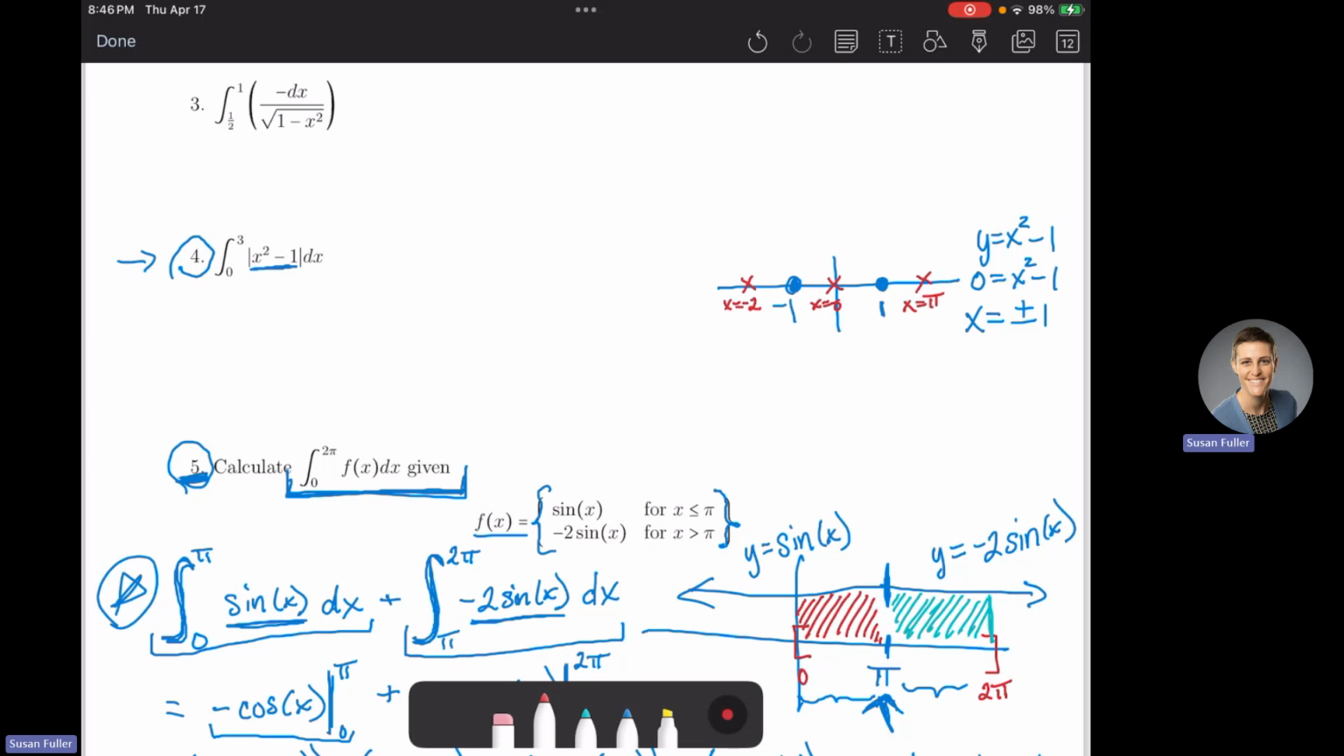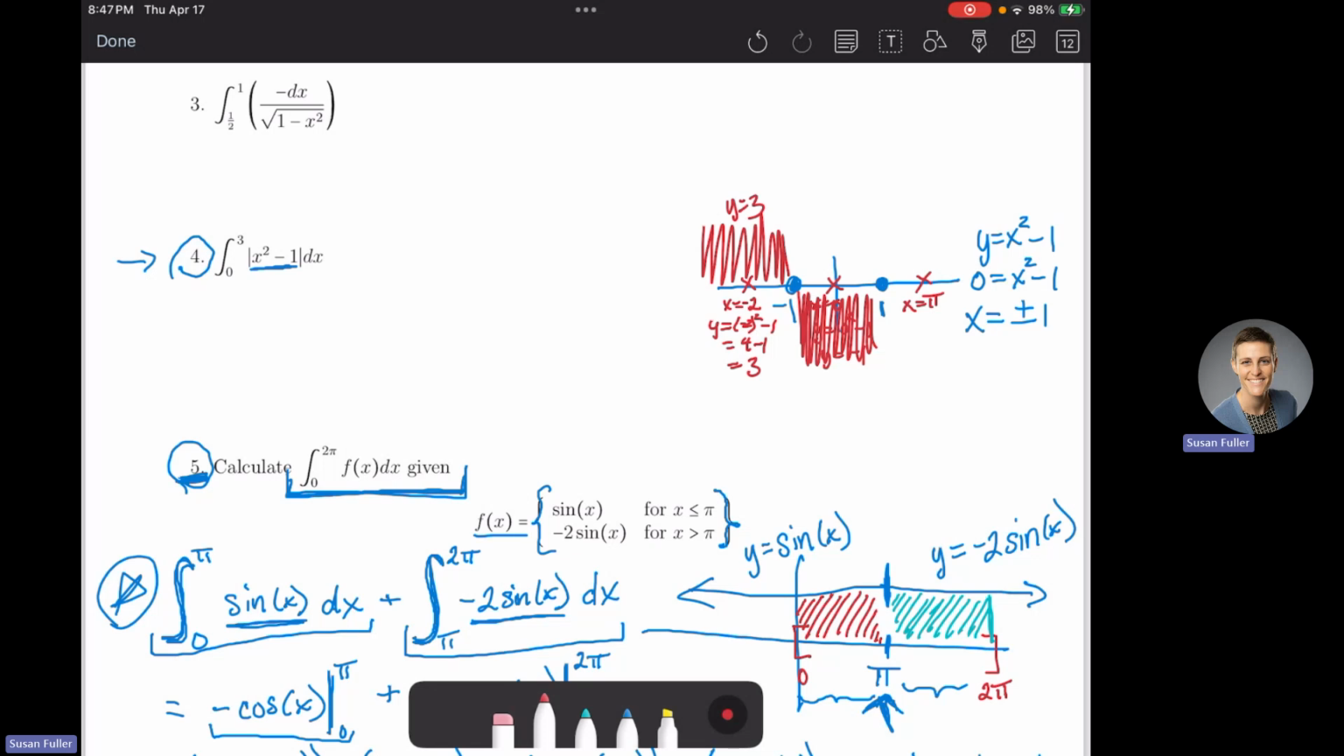If x is negative 2, that means y is going to be negative 2 squared minus 1, which is 4 minus 1, which is 3. That means I have a y value of 3 up here, and I know my area is going to be above the x-axis there. Then I'm going to plug in x equals 0 to my function to figure out what y is. I'm going to do y equals 0 squared minus 1, and I'm going to get y equals negative 1. Since I have a negative y value, that means my function's below the x-axis in between here.